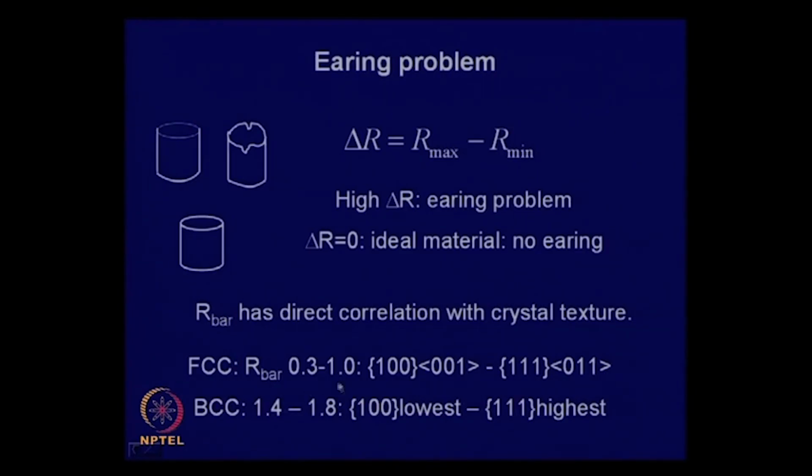For face centered cubic, of course, you cannot get a very high value, whereas BCC has many more slip systems, and it has better drawability. You can get R bar as high as 1.8 in aluminum killed steel, or even higher in certain extra deep drawing quality steel. And usually, with this kind of texture, if the rolled surface is close to the 100 plane, it has the lowest value, whereas if it is parallel to the 111 plane, then it has the highest R bar.